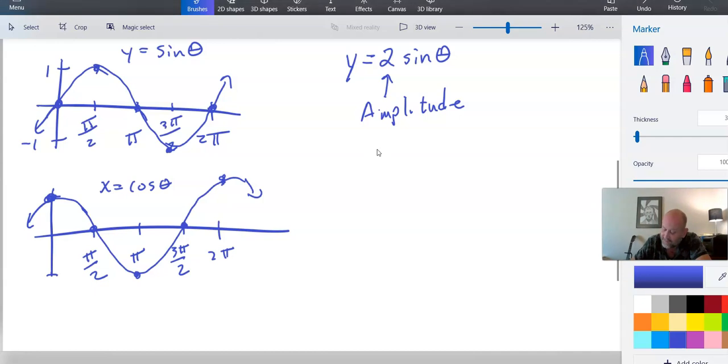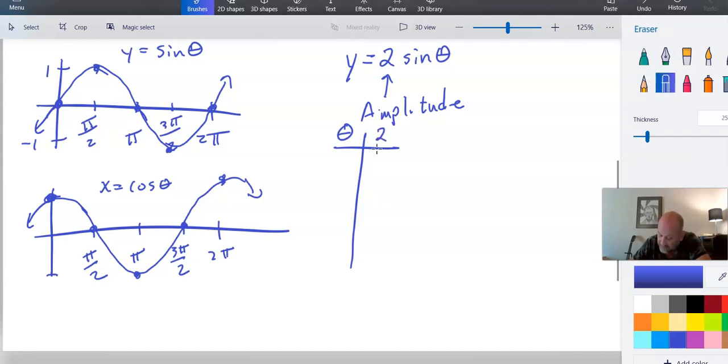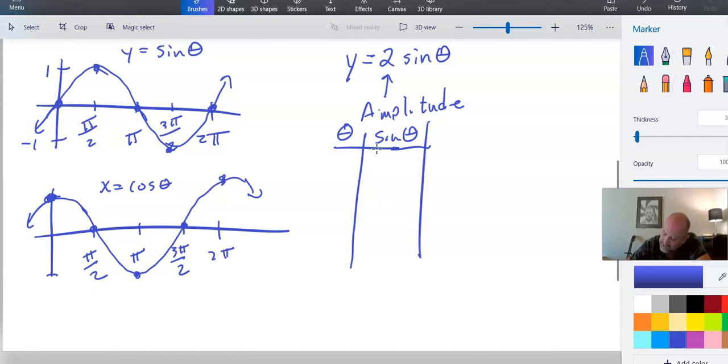Now, if I'm going to graph this thing, I'm going to make a little table. Let's do it this way. I'm going to start with sine theta, and then we'll look at 2 times sine theta.